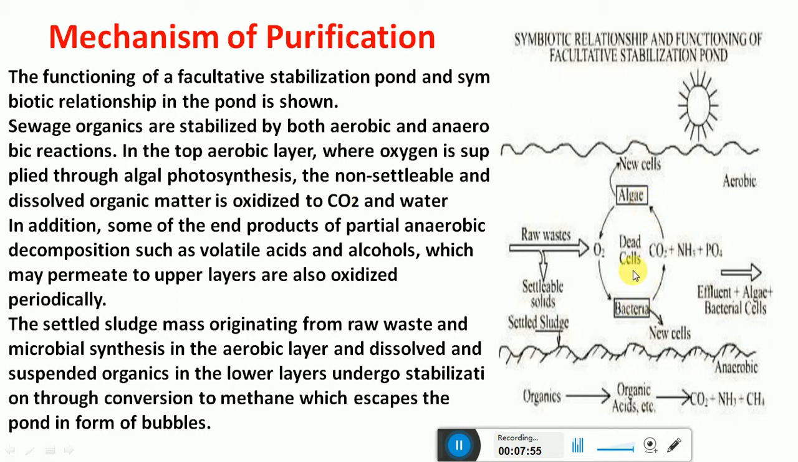So algae, in presence of sunlight, use the carbon dioxide which is given out by the bacteria, and with the help of photosynthesis the new cells are generated. And at the bottom, whatever degraded organic matter is there will settle as sludge. It will also give methane as the end product, which gets liberated from this pond. So this is how the treatment takes place in the oxidation pond.